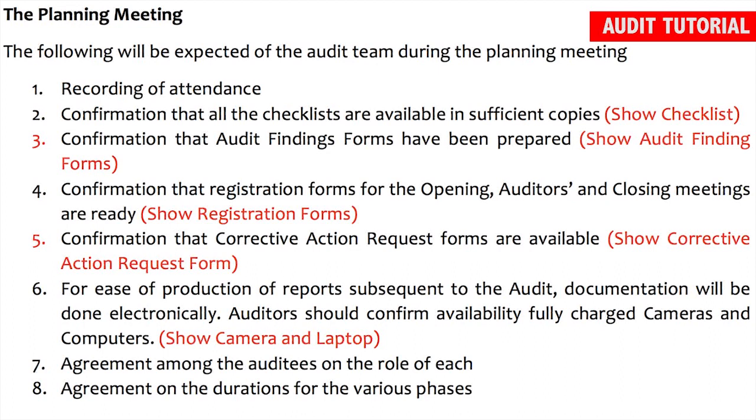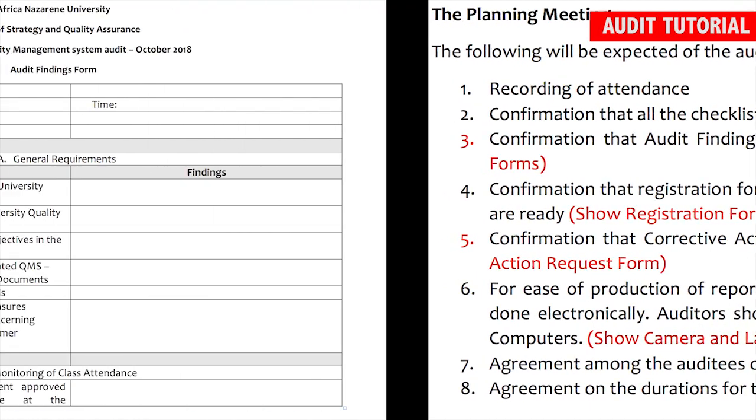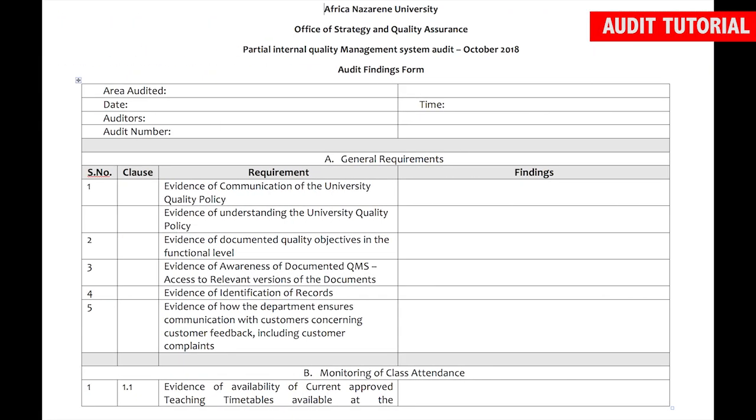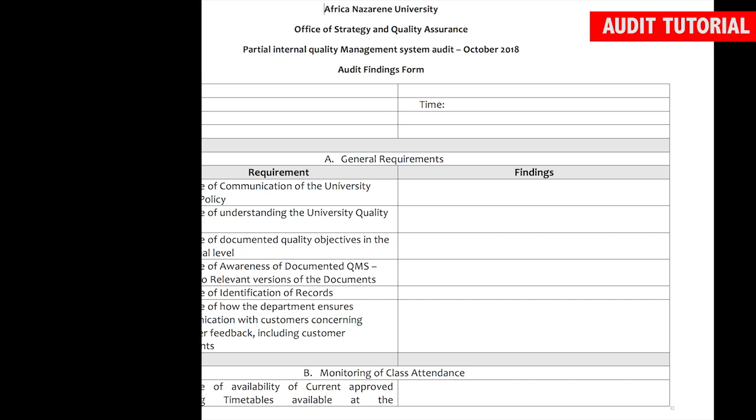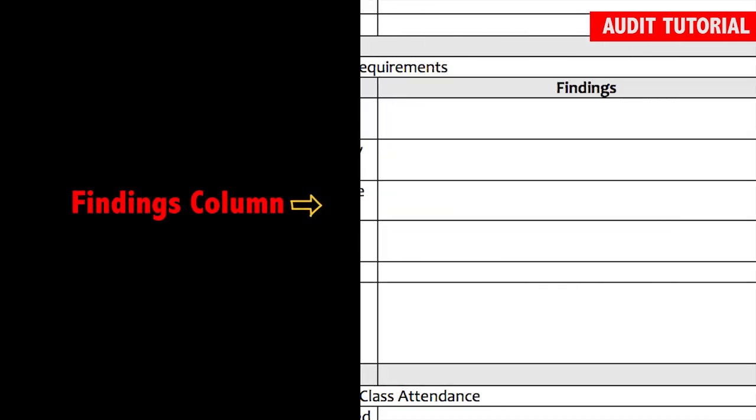Then there will also be confirmation that the audit findings forms have been prepared, and this is a sample of the audit findings form. What we have done is that we have just added an extra column on the checklist so that against every item to be checked, there will be findings that will be recorded. So that is the audit findings form.